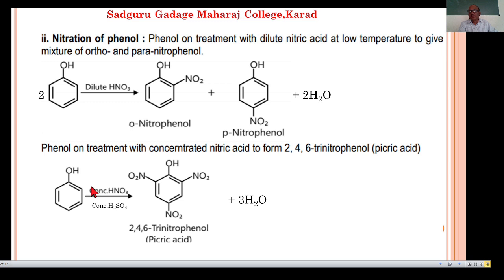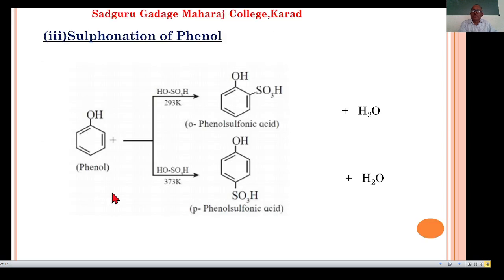Consider the second reaction with concentrated nitric acid in presence of concentrated sulfuric acid. A mixture of these two acids is also called a nitrating mixture. Then the product is 2,4,6 trinitrophenol, and this product is also called picric acid. So these are the reactions of phenol with dilute nitric acid as well as concentrated nitric acid.